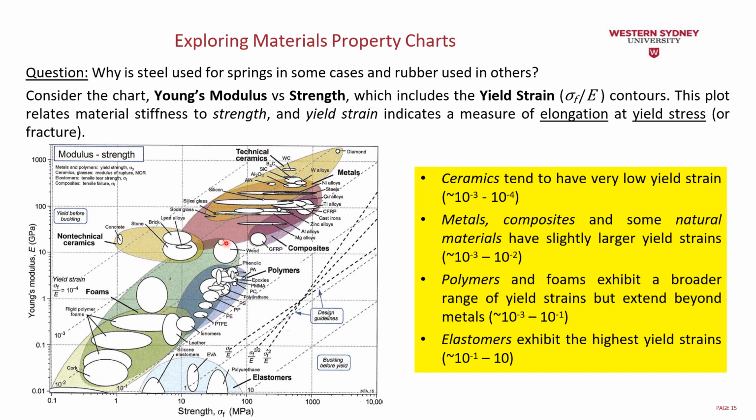And then we come to the polymers. The polymers and the foams accept a broader range of yield strain, extending beyond the value of the metals, from 1 in 1,000 up to 1/10. And the elastomers at the end accept the highest yield strain value, from 0.1 up to 10.